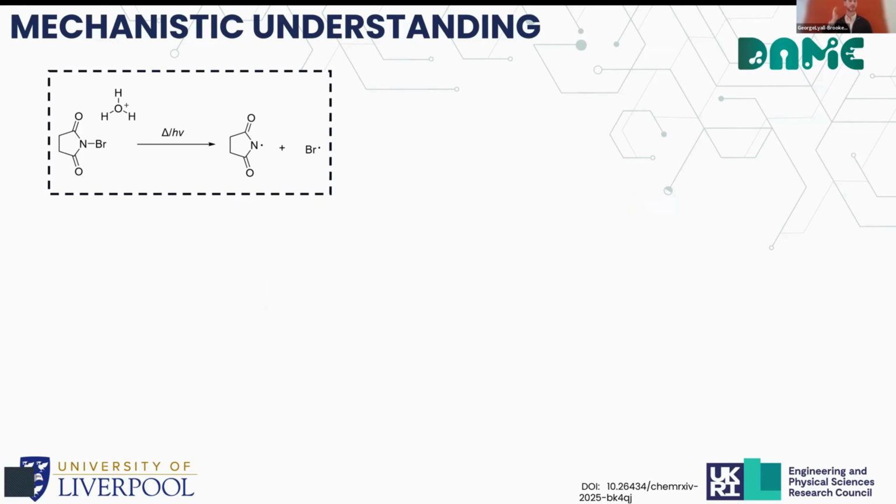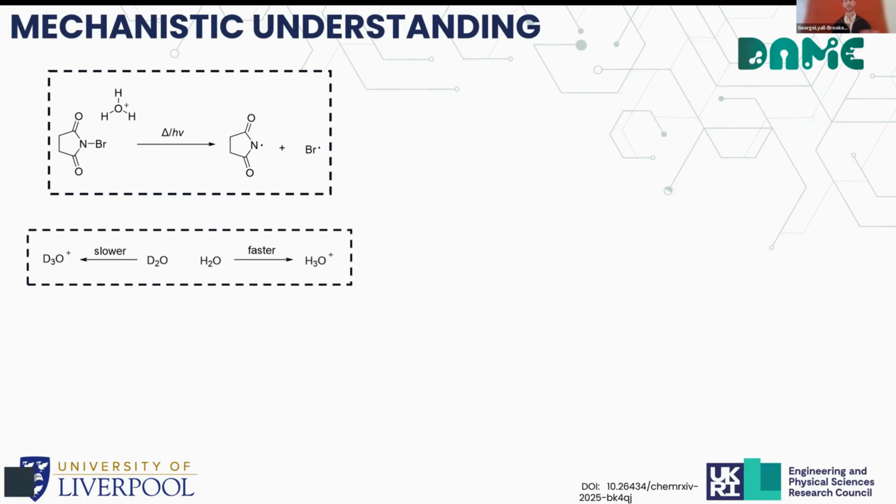This led us to suggest that the reaction may in fact be catalyzed or activated by in situ generation of a hydronium ion from the water in the solvent system, which could then mean the N-Br bond in NBS was more susceptible to cleavage via either heat or UV, generating the succinimide radical and the bromine radical. This was the basis for this conclusion, as the formation of the hydronium ion is much faster than the formation of a D3O+ ion from D2O.